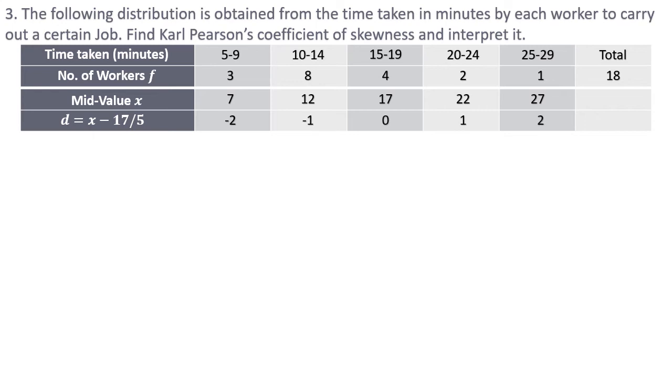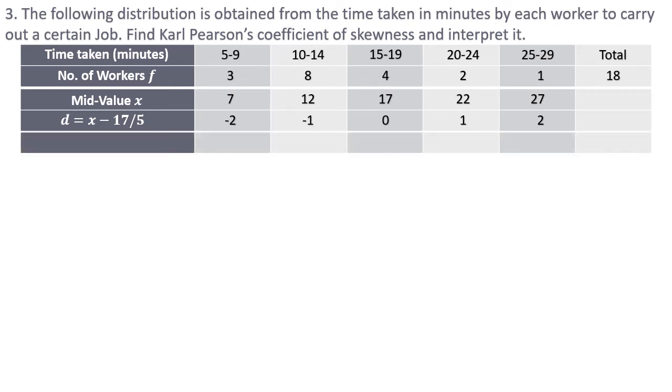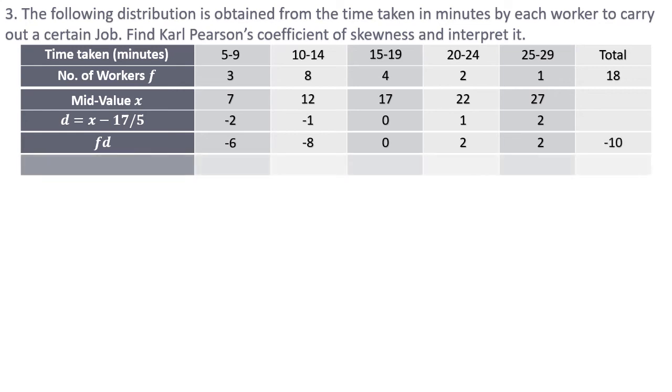Okay, if I am assuming 17 as my assumed mean, then the D will be 0 there. The previous values will go negative, the next values will be positive if you want to do it like that. Then you multiply d with the frequency here. So fd: 3 into negative 2 is negative 6, 8 into negative 1 is negative 8, 4 into 0 is 0, 2 ones are 2, 1 twos are 2. So when you make a total here, you will naturally get negative 10.